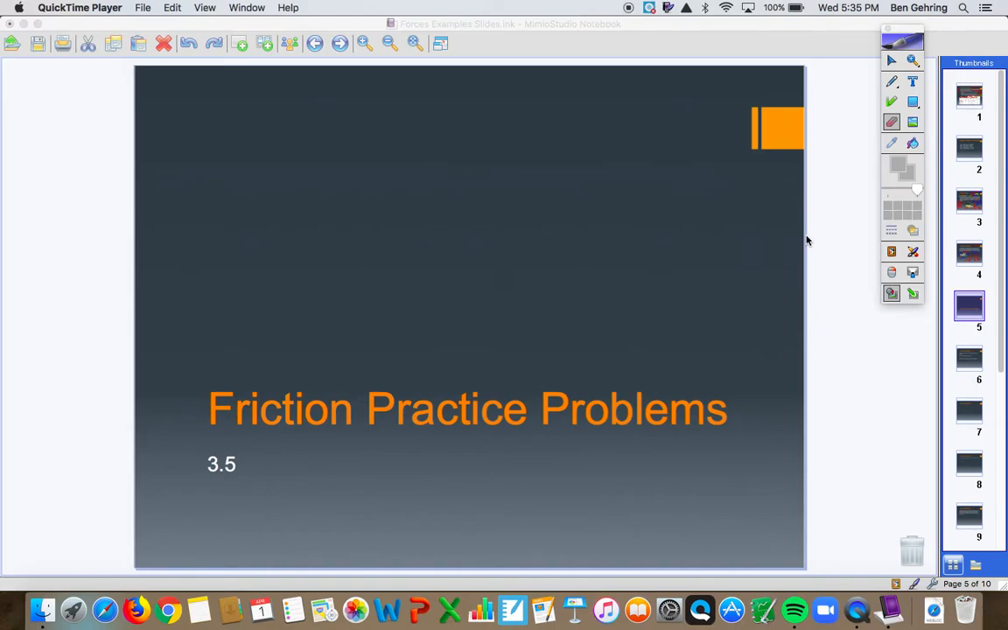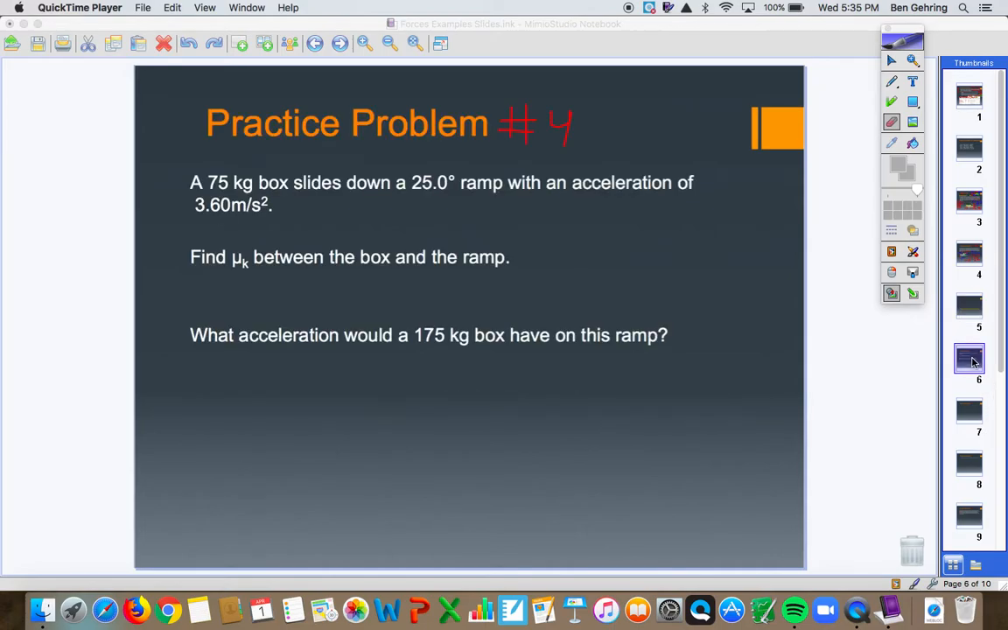And today we're going to be looking specifically at friction on an inclined plane. So here's our practice question, our practice example. There is a 75 kilogram box sliding down a 25-degree ramp with an acceleration of 3.60 meters per second squared. We're looking to find the coefficient of kinetic friction between the box and the ramp. And that is step one.